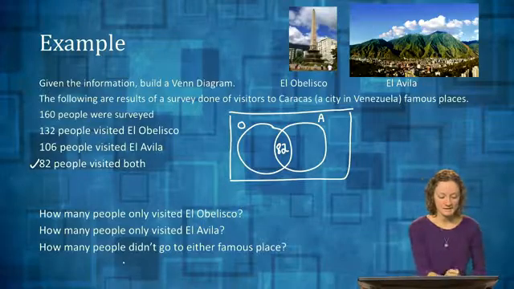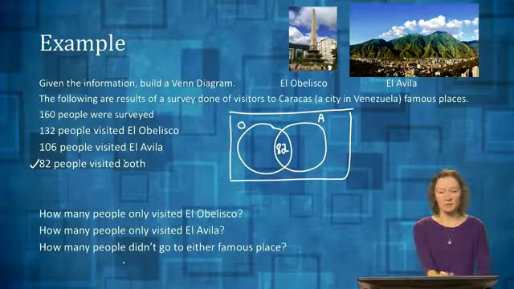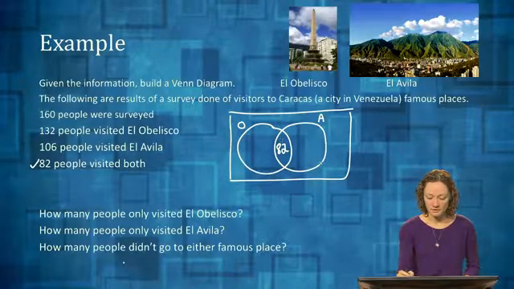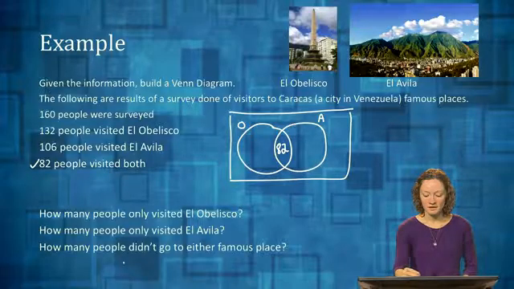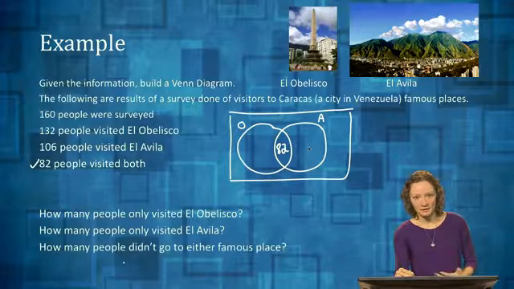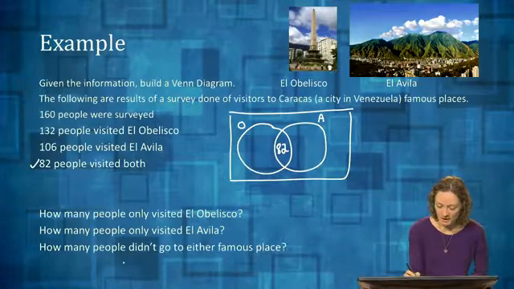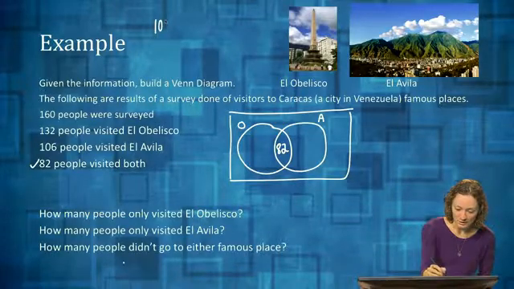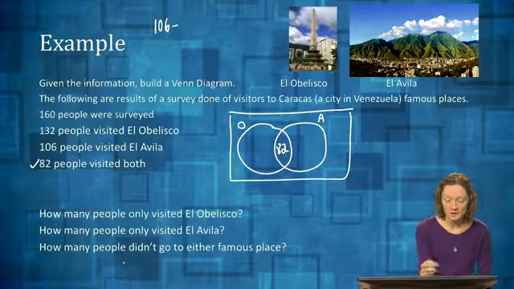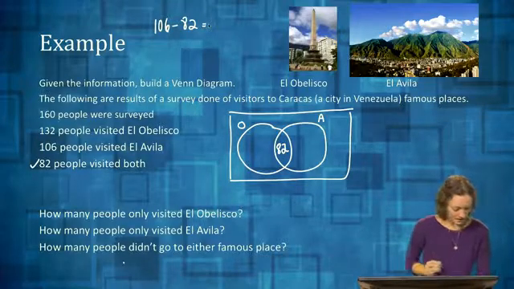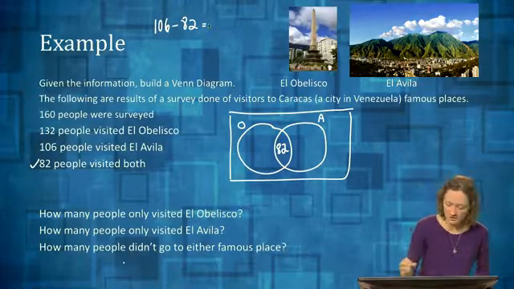So let's go up the list. The next thing we know is 106 people visited El Avila. So we have the circle, El Avila. There have to be 106 people in this circle. Well, part of the circle is already filled in with 82. So how do you think we find out how many are in the other region? Subtract. It's as simple as that. So to get this region, we take the 106 and subtract out the amount that have already been accounted for, 82. When we subtract there, we get 24.